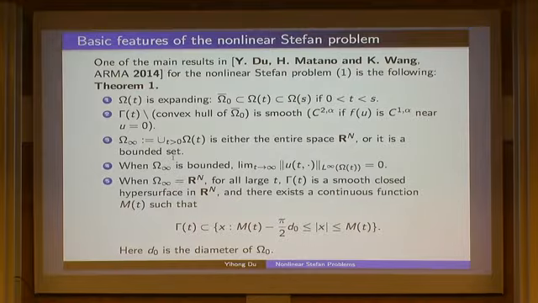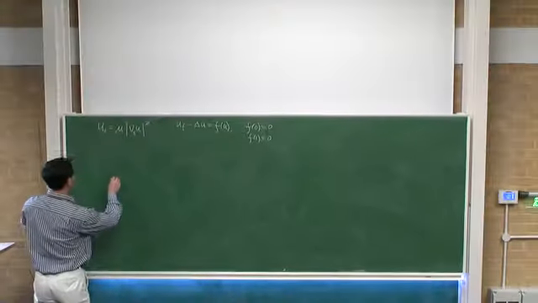Now, what are the basic features of the nonlinear Stefan problem, problem 1? In a recent joint work with Hiroshi Matano and Mingxin Wang, we proved that we have these 5 basic properties. Firstly, omega t is expanding with time. And secondly, we have regularity for the free boundary. That's usually a very difficult problem, but we were able to get the regularity.